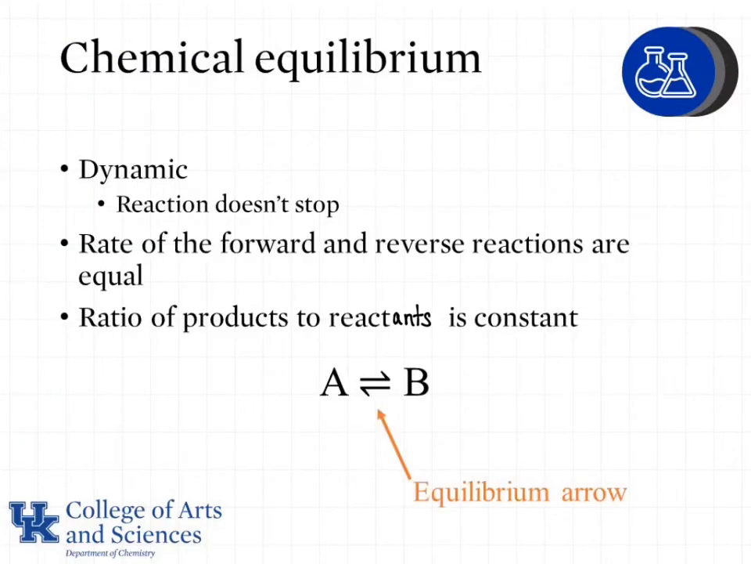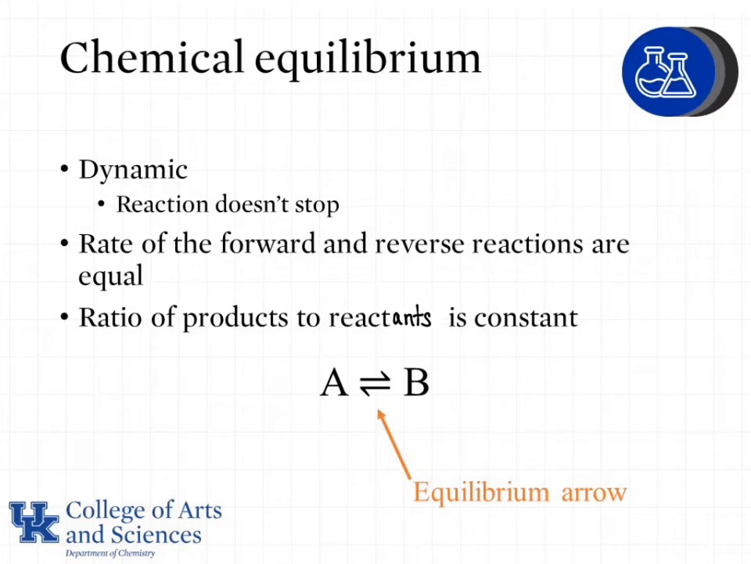When we talk about chemical equilibrium, there are a few things we need to note. The first thing is that chemical equilibrium is dynamic. This means that the reaction doesn't stop. So as fast as A is forming B, B is forming A. We'll explore the meaning of this in just a minute.